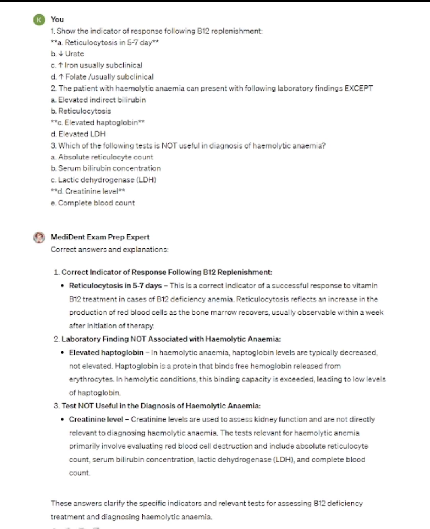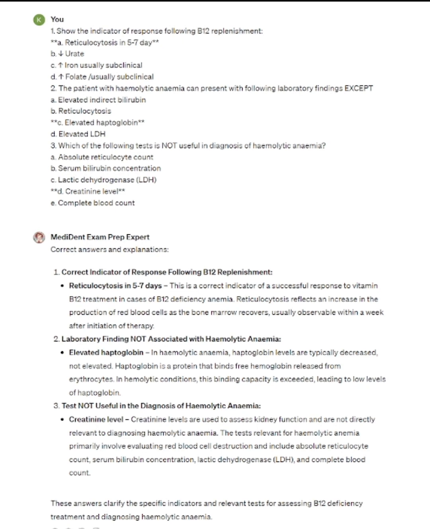Correct answers and explanations. 1. Correct indicator of response following B12 replenishment: reticulocytosis in 5 to 7 days. This is a correct indicator of a successful response to vitamin B12 treatment in cases of B12 deficiency anemia. Reticulocytosis reflects an increase in the production of red blood cells as the bone marrow recovers, usually observable within a week after initiation of therapy.